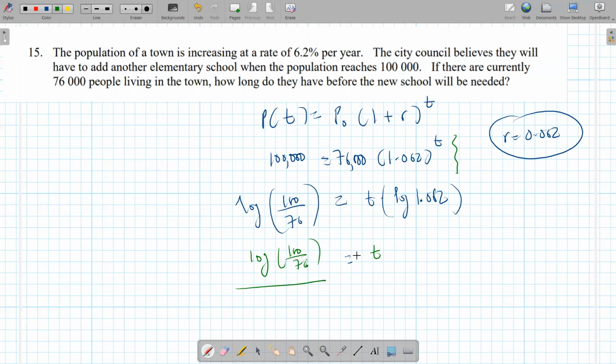This one's pretty simple now. You just divide both sides by log of 1.062. And that's the answer on a calculator.